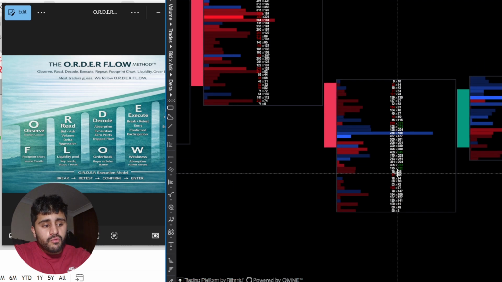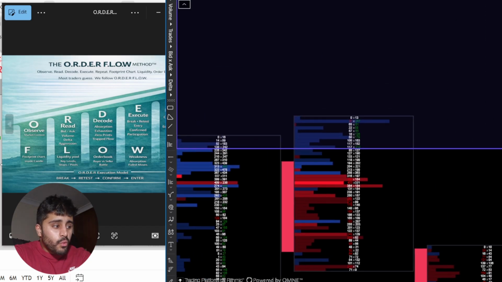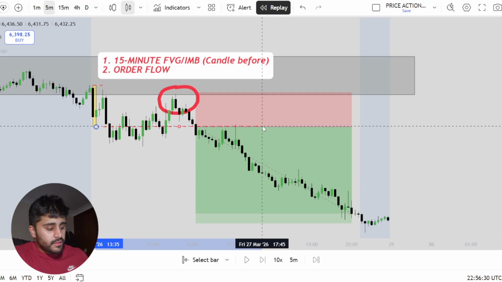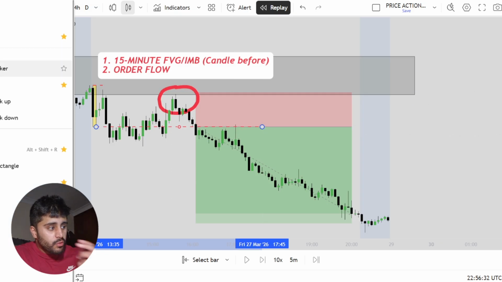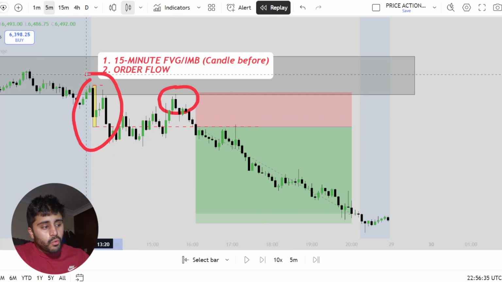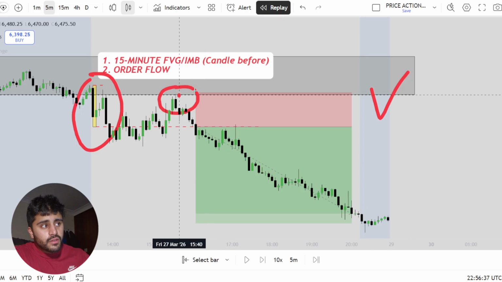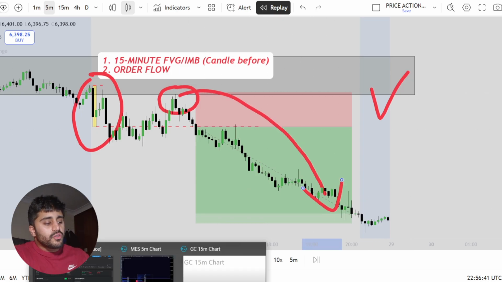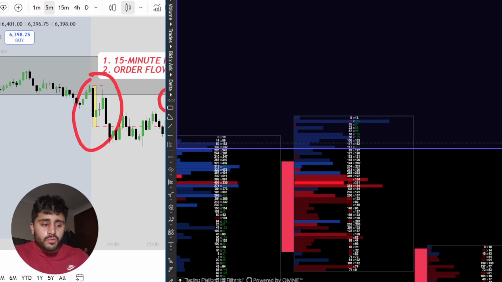In fact, we had this big red candle to the downside. We even broke below the 5-minute ORB. So for those who trade ORB, this is how you do it. You don't just trade ORB randomly. You pick your ORB, you understand where your level is, you look at the absorption, and you ride the wave. But in order to ride that wave, you need to understand what's going on at the level.